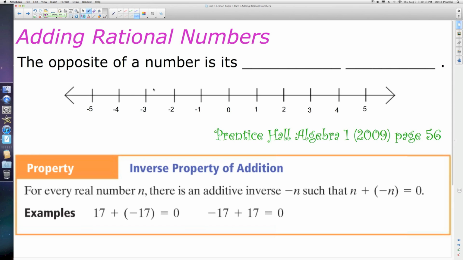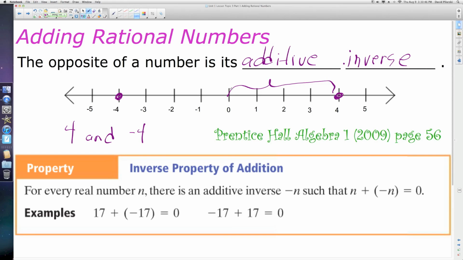The opposite of a number is its additive inverse. One of the things I look for is that you're writing these things down in your notes. Now, additive inverses are the same number part but with opposite signs. For example, if we had 4 and negative 4 and we plotted those on a number line, they are the same distance from 0. They are both 4 units away from 0.